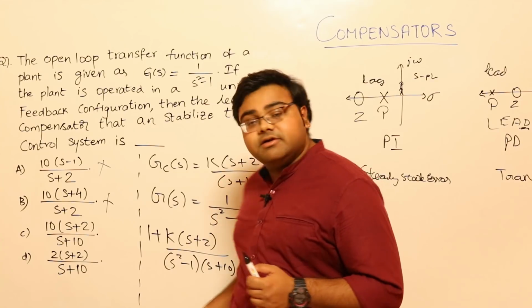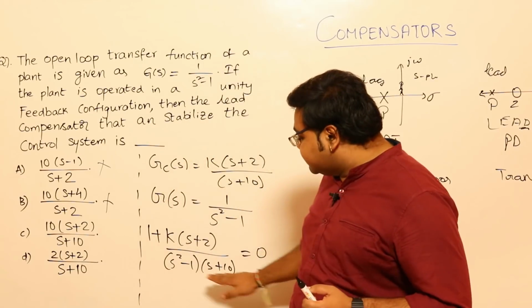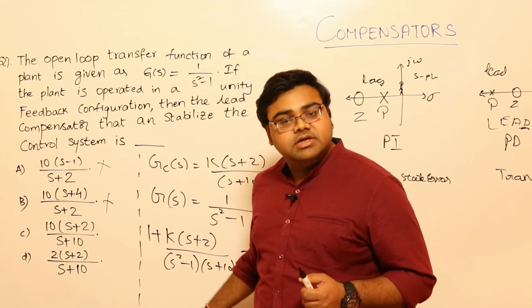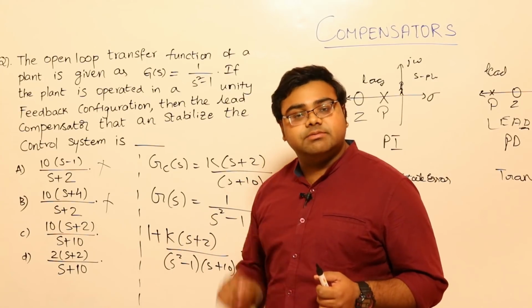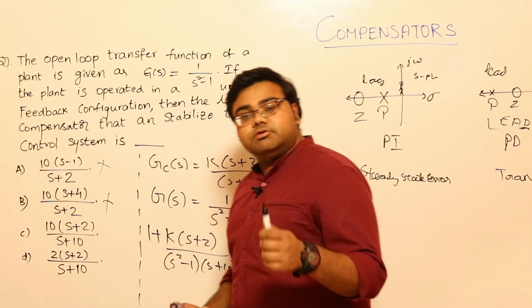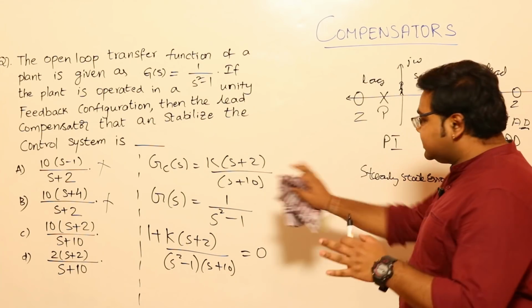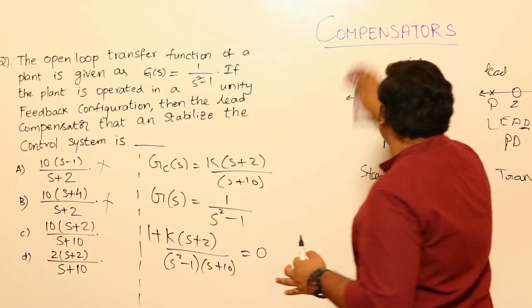Now you see what I have to do. I have to find out the Routh array for this and find the value of k that will make the system stable. So let me quickly do the Routh array. I will erase this shortcut because this is the last problem I will be handling.